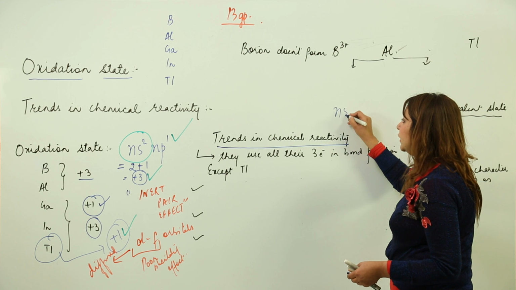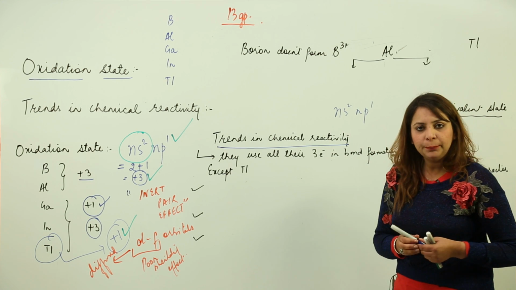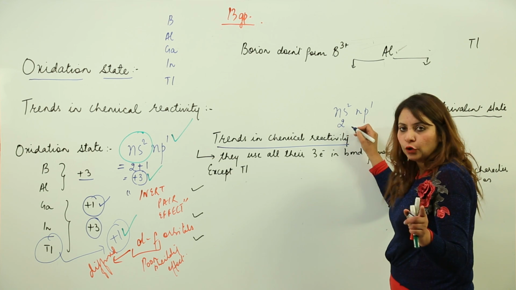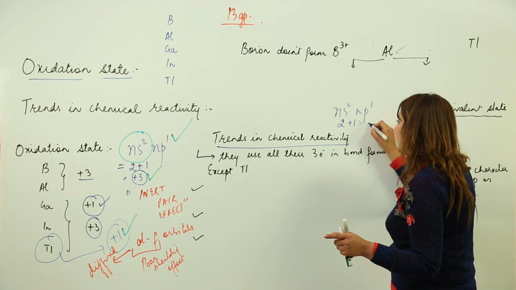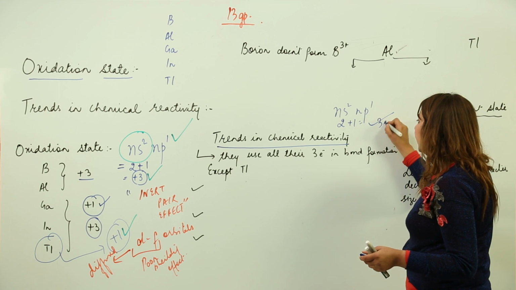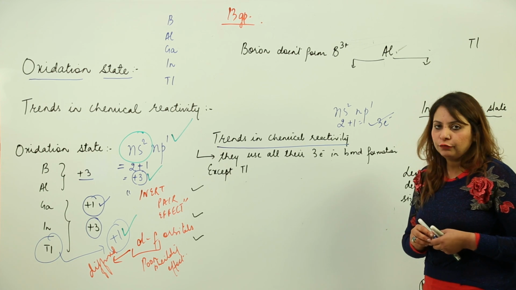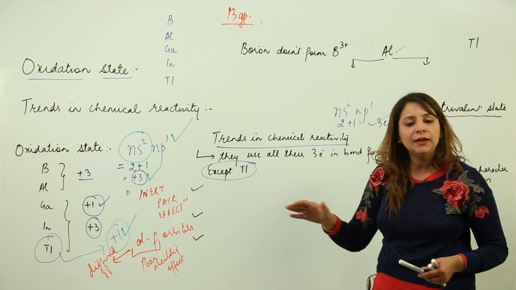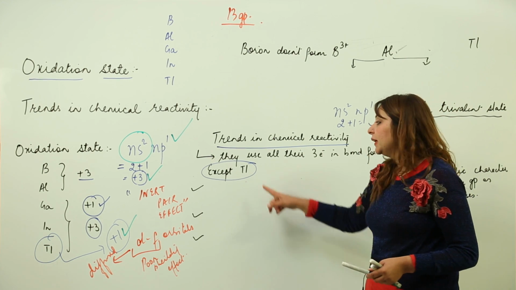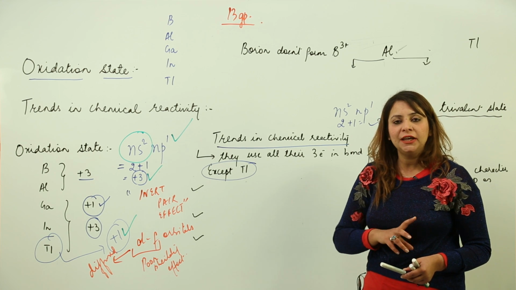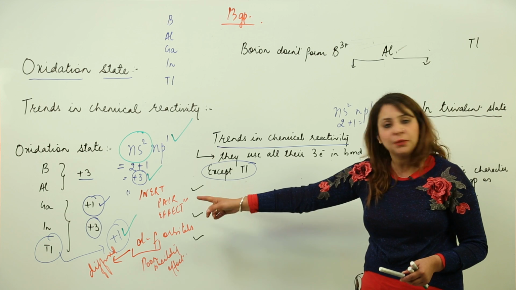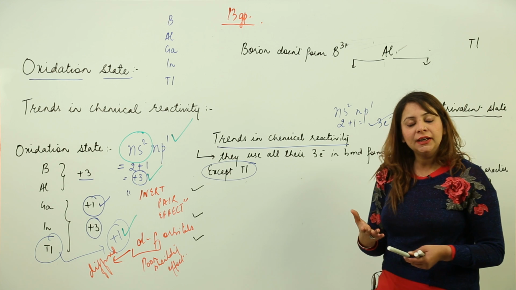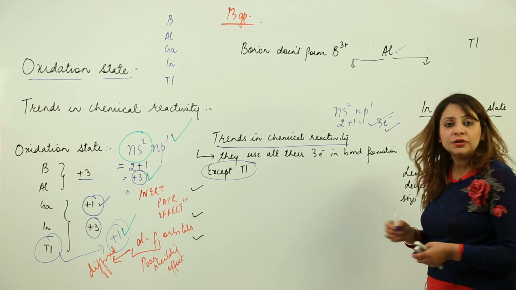As you know, the general configuration we have already discussed is ns2 np1. That means this group is going to use 2 electrons from the s orbital and 1 from the p orbital in bond formation, so in total 3 electrons. Except thallium, all of them make use of all these 3 electrons, but thallium doesn't, the reason being the inert pair effect we have already discussed. In the 13th group the 3 electron participation is more favored.